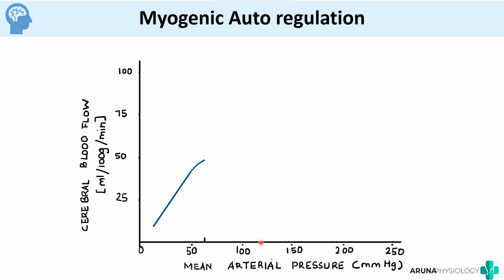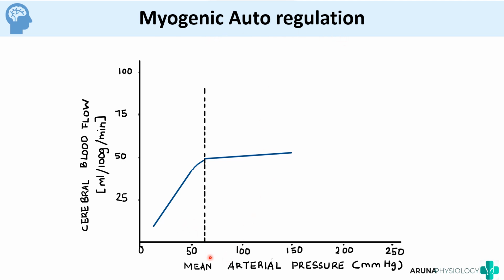At 120, if the graph were going to be straight like this, the cerebral blood flow would be around 75. But we can see that even when the arterial pressure increases from 60 to around 140, the cerebral blood flow is maintained at a plateau of around 50 ml per 100 gram per minute. Here we've got a straight line. Instead of going up like this, the cerebral blood flow is maintained at a constant level. So this is called myogenic autoregulation.